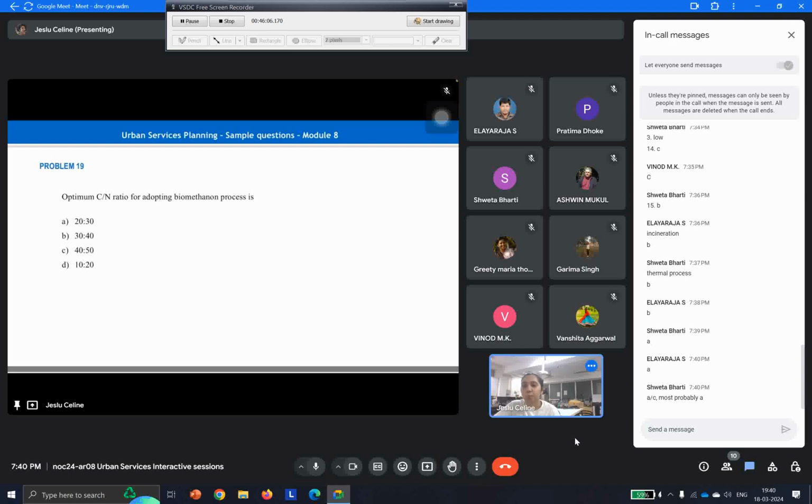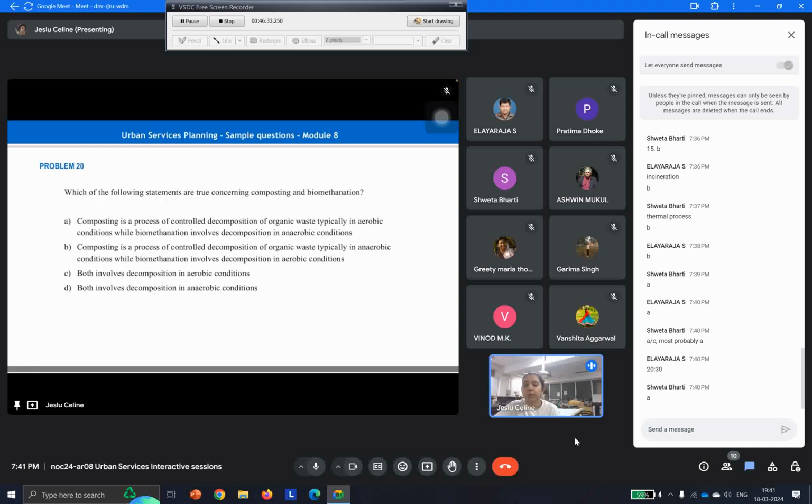Now, problem 19. Optimum carbon to nitrogen ratio for adopting the biomethanation process is 20 to 30, 30 to 40, 40 to 50, or 10 to 20. It is 20 to 30. We have discussed that it has to be 20 to 30 in order to do a biomethanation process. So these are some technical details which we follow. We'll have to remember that.